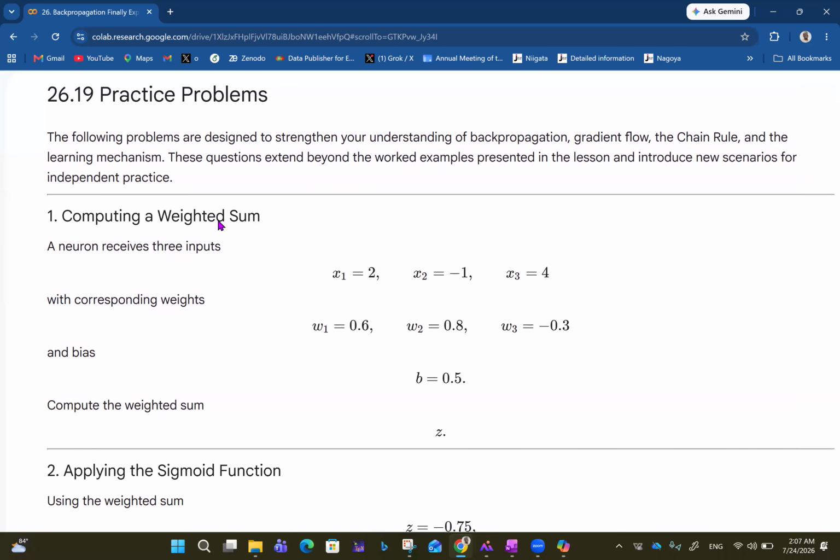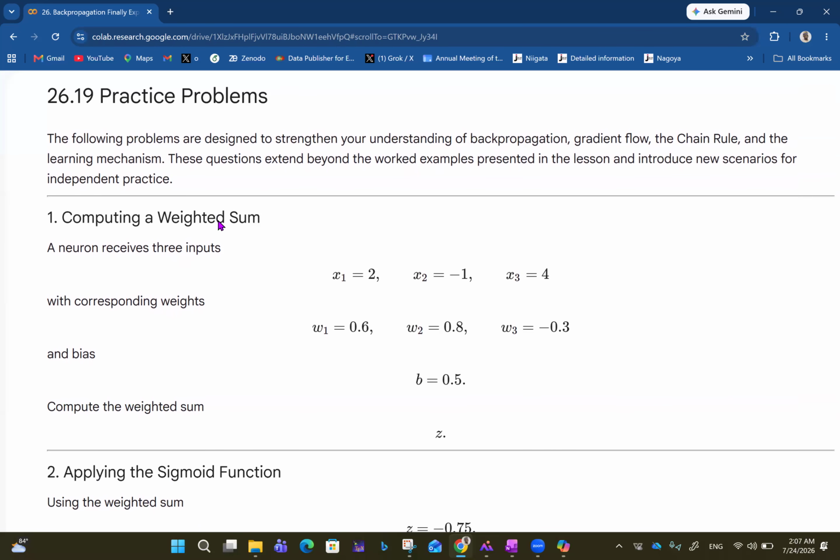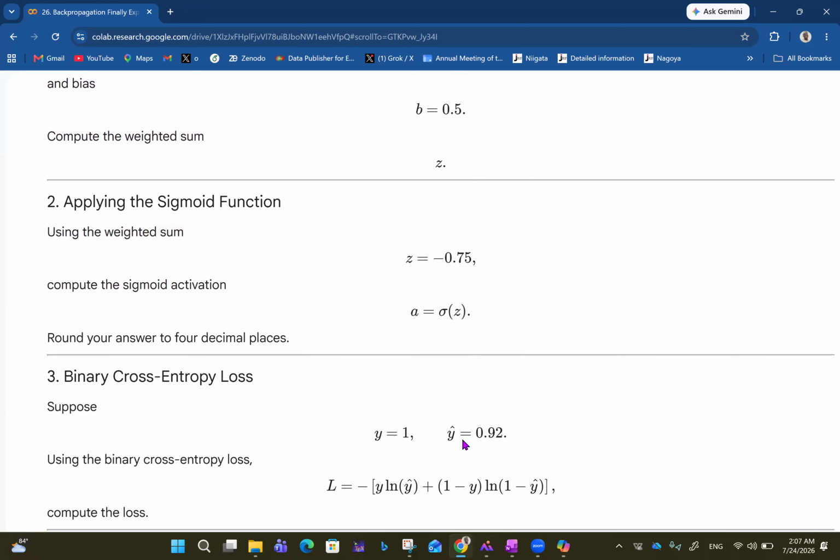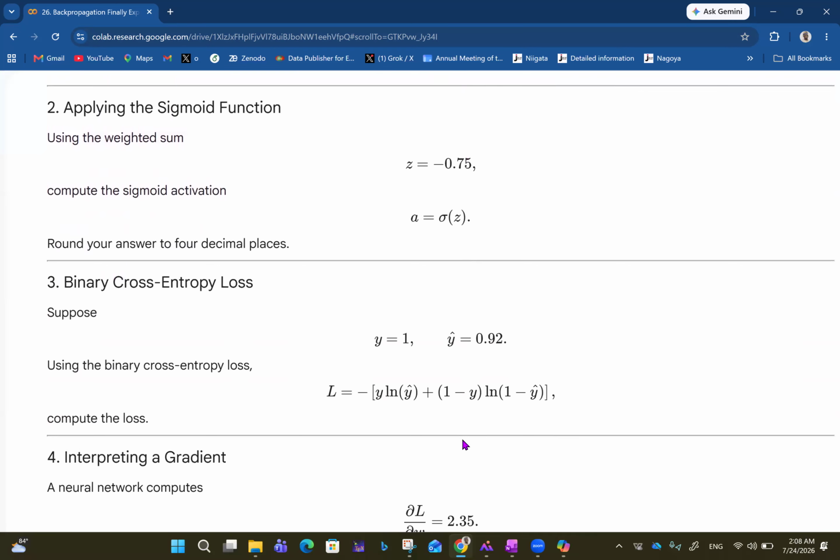So this is problem one right here. You have the inputs, you have the weights, you have the bias. You want to compute the weighted sum. That's pretty easy. That's just W1x1, W2x2, W3x3 plus b. So that's 0.6 times 2, 0.8 times minus 1, minus 0.3 times 4, plus 0.5, and you get your z.